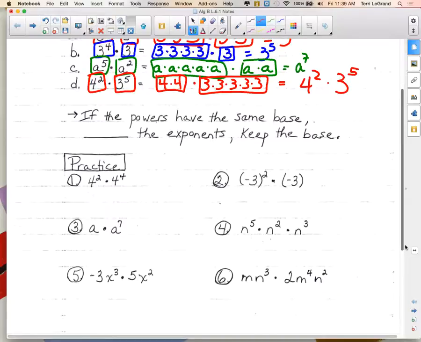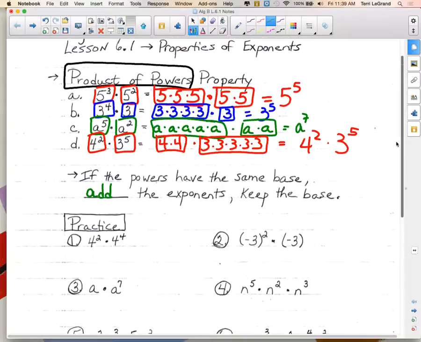So what conclusion can we make? What shortcut can we take instead of having to write out every time like we just did? What shortcut do you think we could take? If the powers have the same base, what could we do? Cody? Add the exponents. Just add the exponents. But notice what we're not going to do. We're not going to change the base. We're going to keep the base. Isn't that what we did every time? Yes. We kept the base.